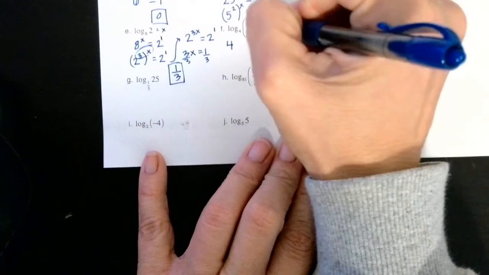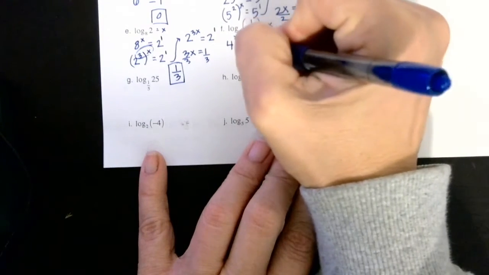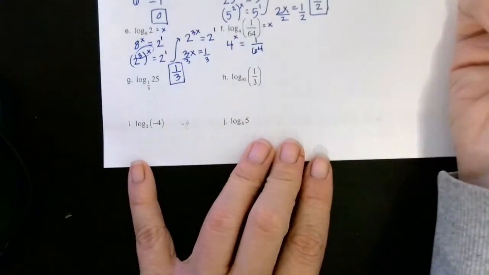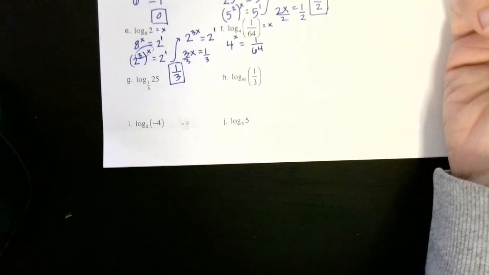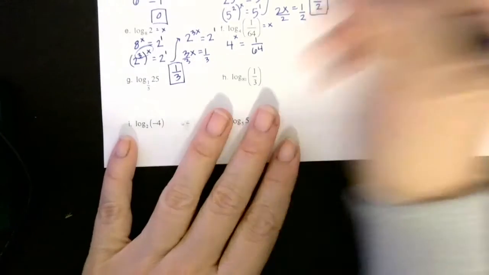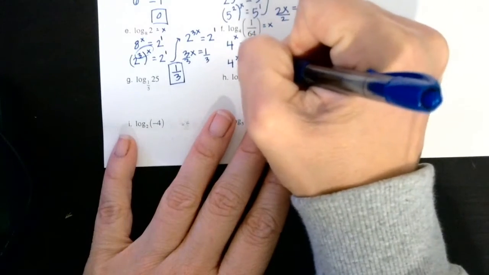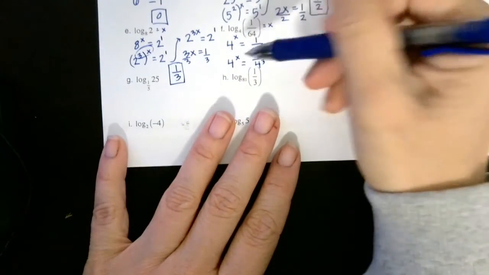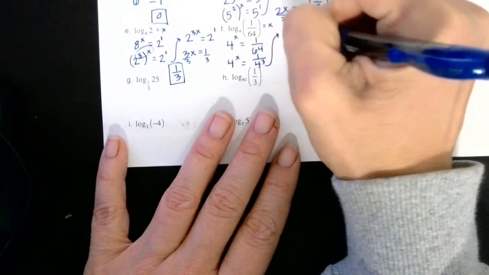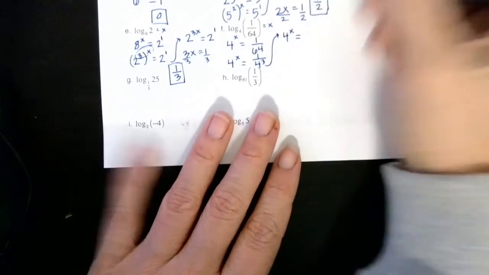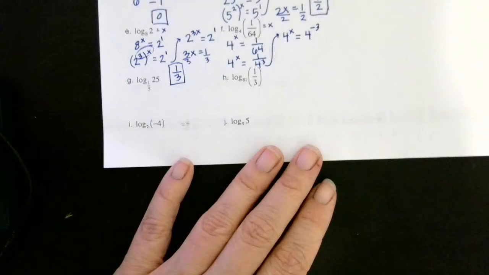4 to what power equals 1/64? Okay, so again, same thing over and over again. We've got to try and get these written with a base that's the same. So 4 to the x equals 1 over 4 cubed. But I can't stop there because this is in the denominator. So we learned in the last unit that if you want to move it up, you just change the sign of the exponent. So that's 4 to the negative 3.